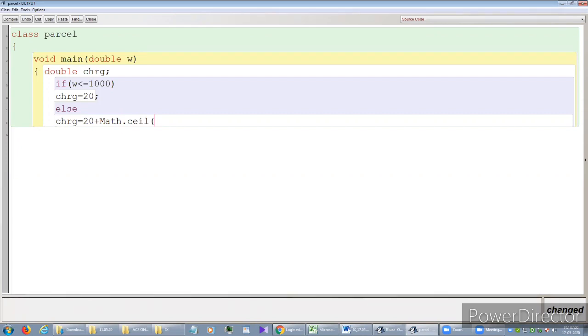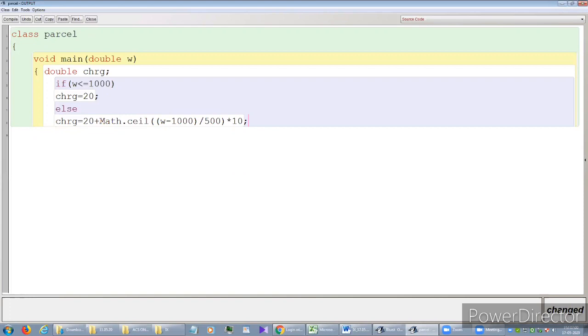In the last class we discussed this. Please concentrate here. After that, if we are doing like this, W is a weight. Already we paid 20 rupees for what? For 1000. So from W we subtract 1000, divide by 500, and multiply by 10.